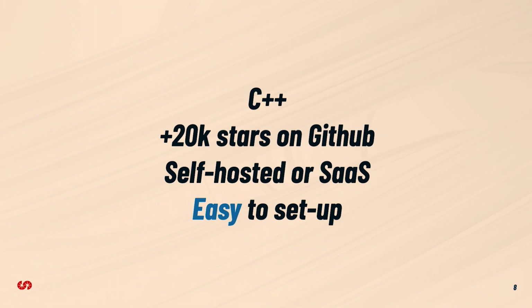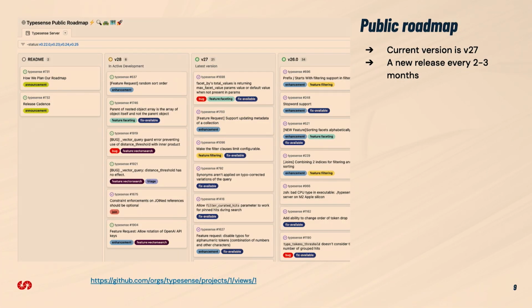In contrast to Solr or Elasticsearch, it's very easy to set up. It's just a binary. You run it, and basically that's it. They have a public roadmap, so you can see the evolution of the software. You can propose new issues or features or whatever. The current version is 27, and every 2 or 3 months we have a new release, basically. So they are working on version 28.